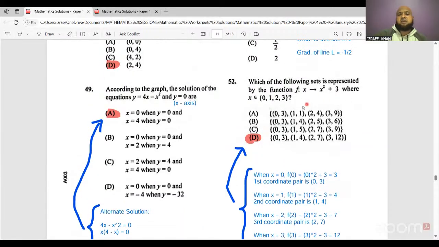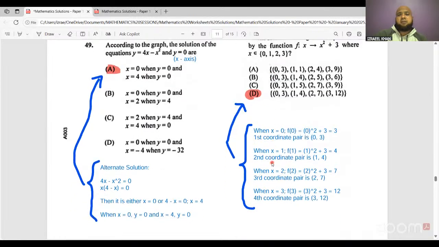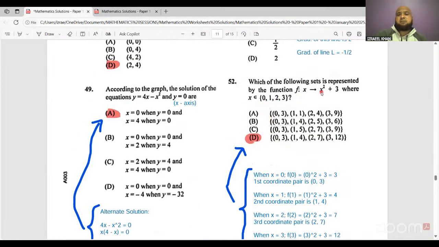52, which for instance is represented by the function f of x is x squared plus 3, where x belongs to, remember, 0, 1, 2, 3. Again, you need to substitute when x is 0 into this. You get 0 squared plus 3. 0 squared is 0. 0 add 3 is 3. So my first coordinate pair will be x as 0 and y as 3.